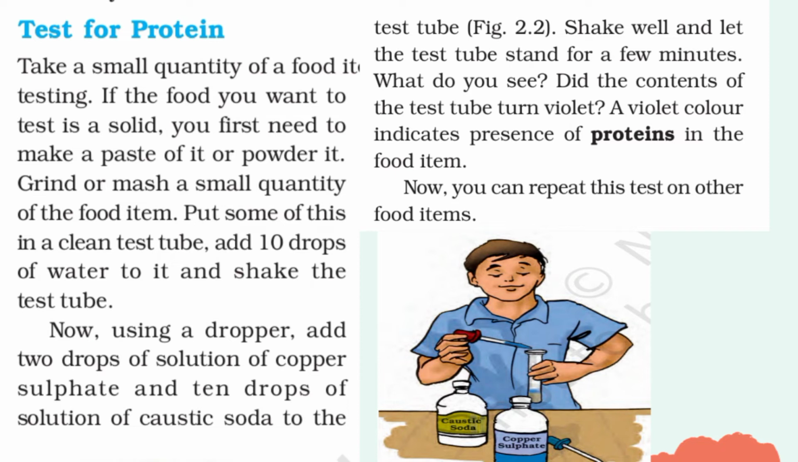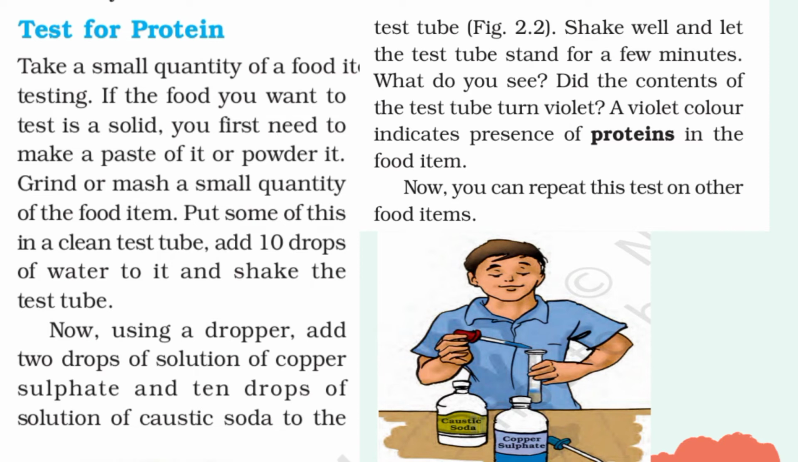You have to put 2 drops of copper sulfate and 10 drops of caustic soda solution, and then shake well and let the test tube stand for a few minutes. Keep your test tube aside for a few minutes. What do you see? Did the contents of the test tube turn violet? A violet color indicates the presence of protein in the food items.